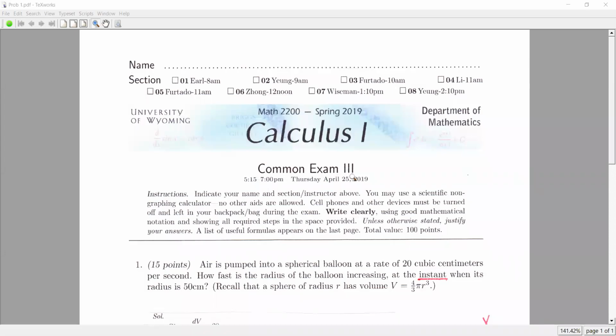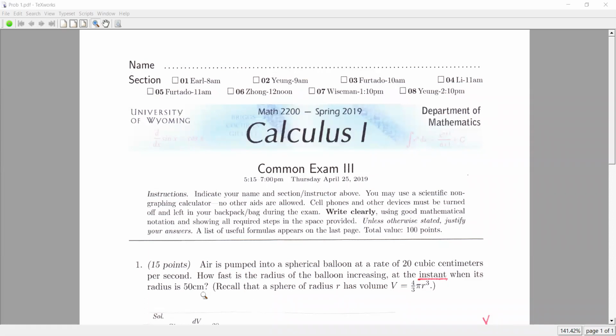This is exam 3, spring 19. Problem 1. Air is pumped into a spherical balloon at a rate of 20 cubic cm per second. The question is, how fast is the radius of the balloon increasing at the instant when its radius is 50 cm?